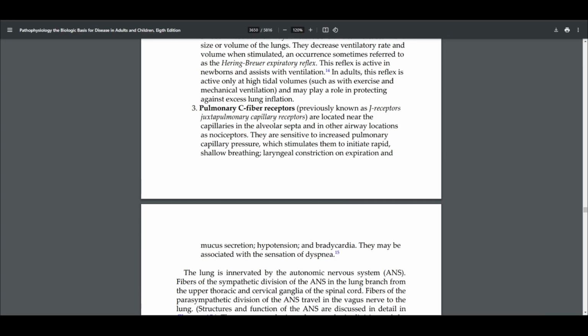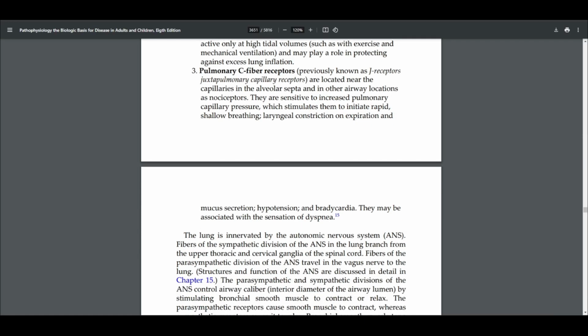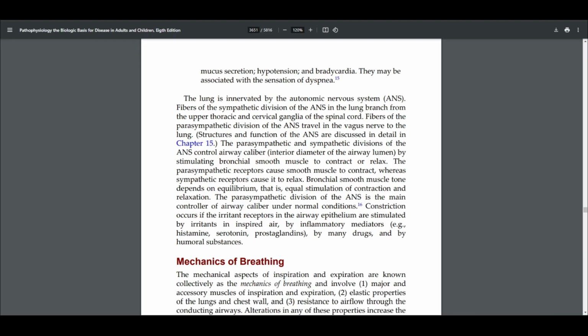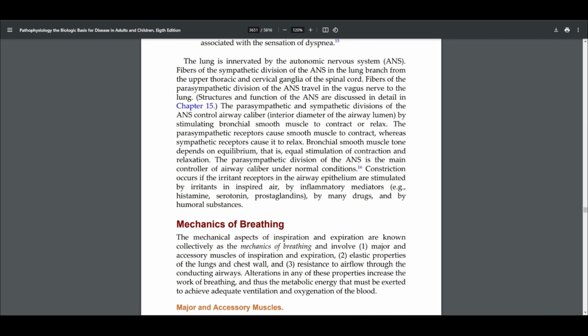And then your pulmonary C fiber receptors, previously known as J receptors, your juxtapulmonary capillary receptors, are located near the capillaries in the alveolar septa and in other airway locations as nociceptors. They are sensitive to increased pulmonary capillary pressure, which stimulates them to initiate rapid, shallow breathing, laryngeal constriction on expiration, mucus secretion, hypotension, and bradycardia. They may be associated with a sensation of dyspnea.